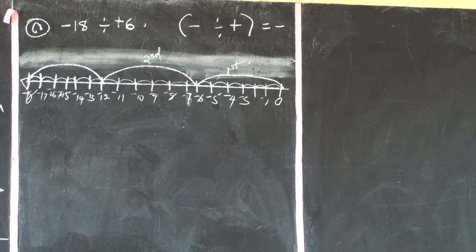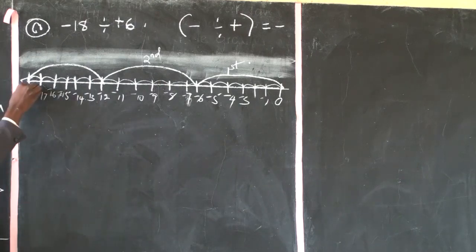And when you come to the three intervals, where have you reached? Because they say negative 18 divided by 6, meaning that we are supposed to move groups or intervals of 6 until we reach negative 18, whereby we have already reached our negative 18.